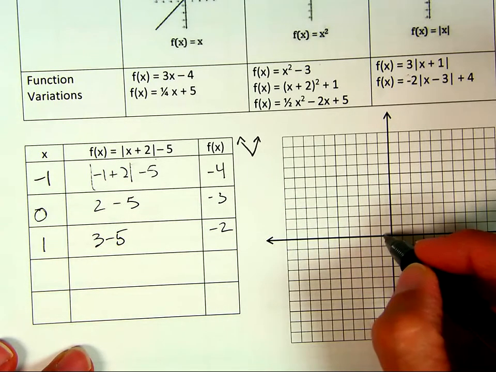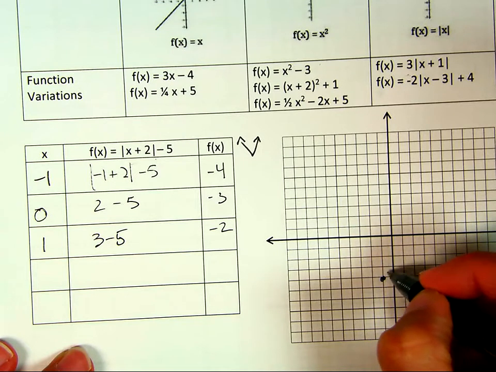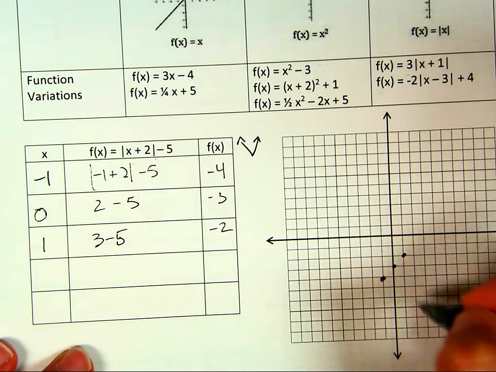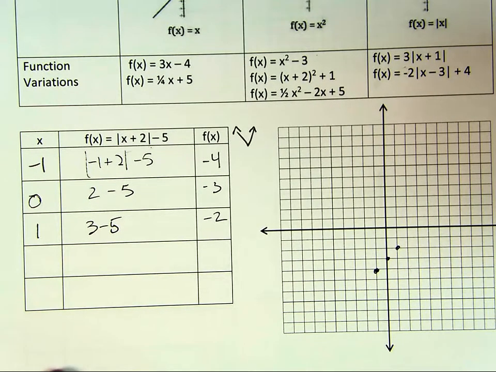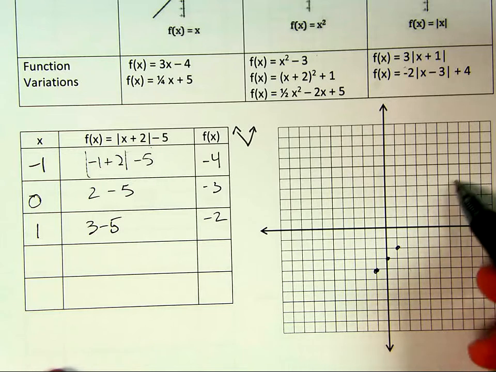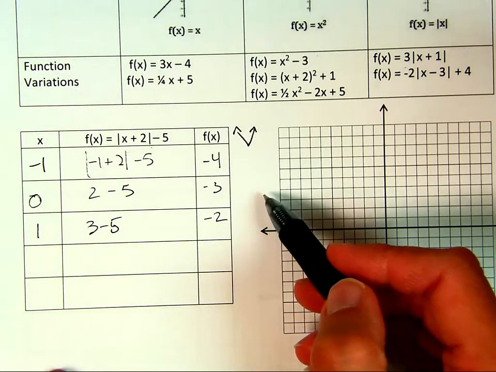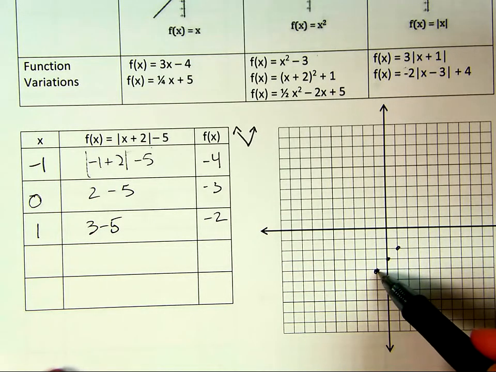So let's just graph those points. So -1, -4, 0, -3, and 1, -2. When I look at that, it does not look like a V. So I have to figure out if it's going to keep going this way, or if I need to go back that way. Well, I know we need to go back that way, but a good way to check is just to put like a 10 in.